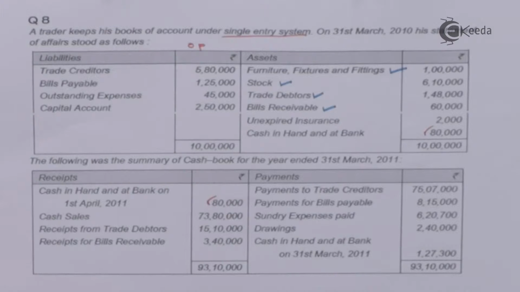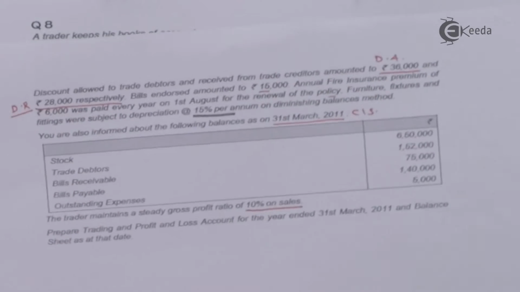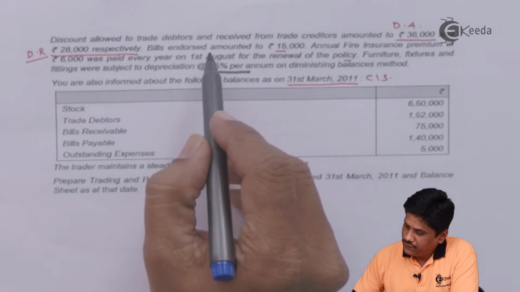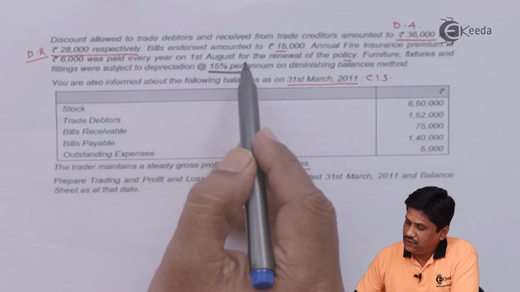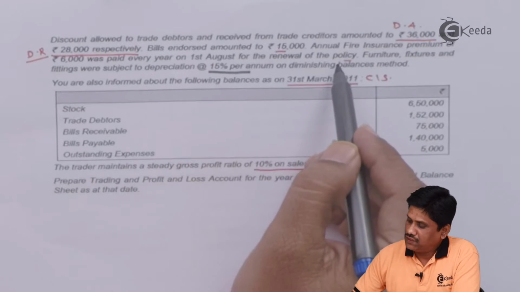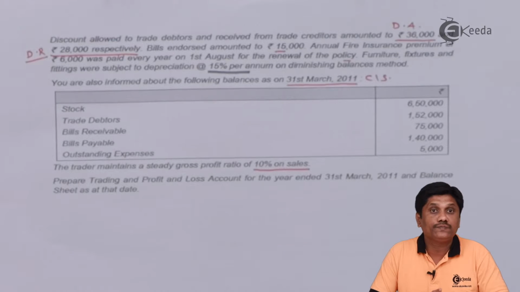Insurance will be taken as a separate adjustment here. So you can notice there is sundry expenses paid. I will safely assume that sundry expenses include insurance of 2000 also, right? And in the adjustment they are saying that annual fire insurance premium of 6,000 was paid every year on 1st of August for the renewed policy. That means every year my insurance premium is 6,000.